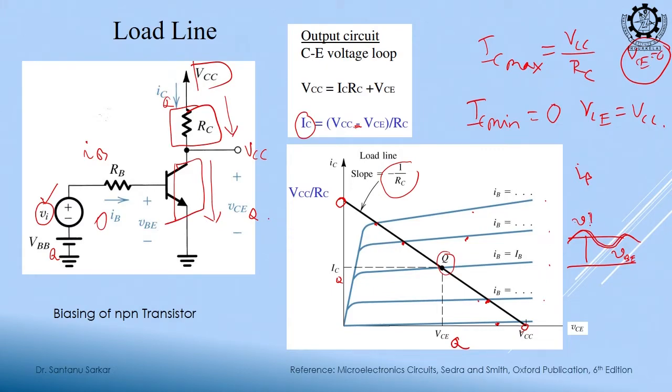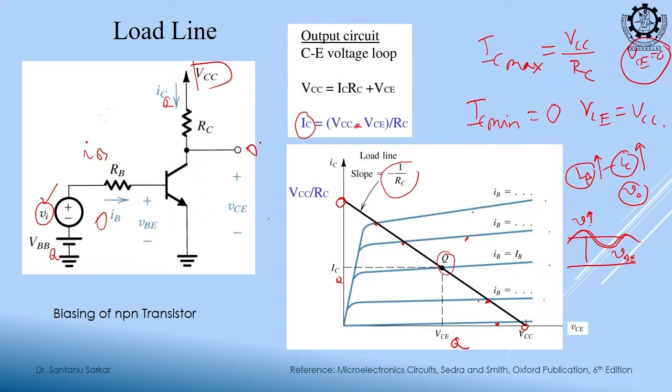If your VBE is increasing, what will happen? IB will also increase. If IB is increased, what will happen? IC will also increase. If IC is increased, what will happen to your V0? Increase or decrease? See, what is my output? This is my output. This output is also equal to VC.